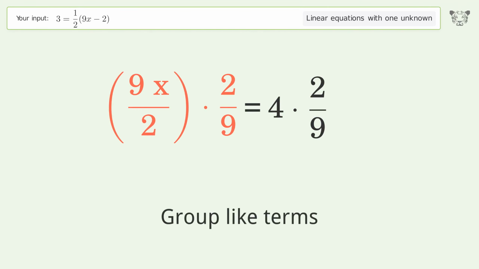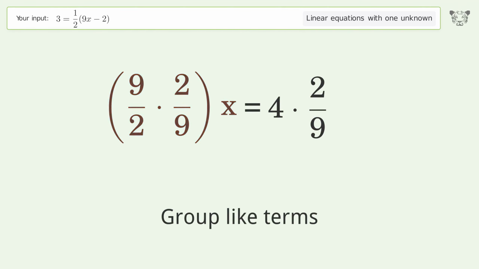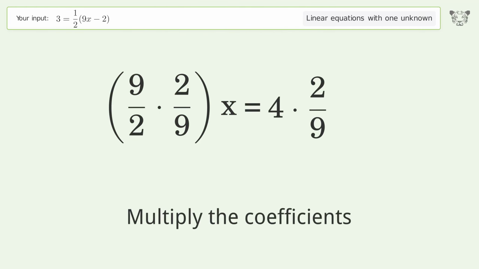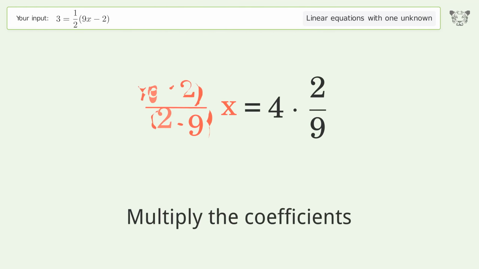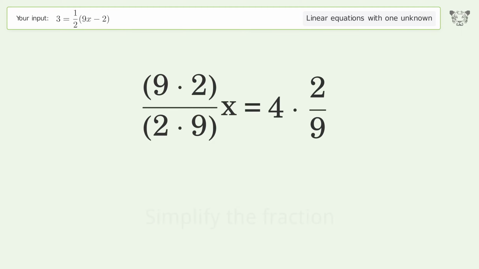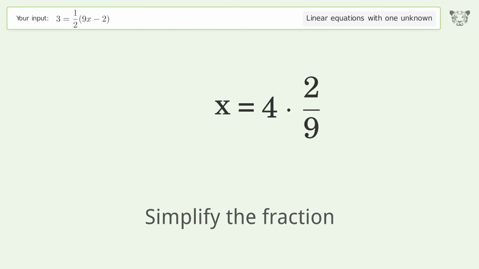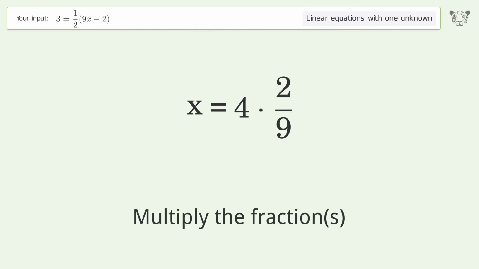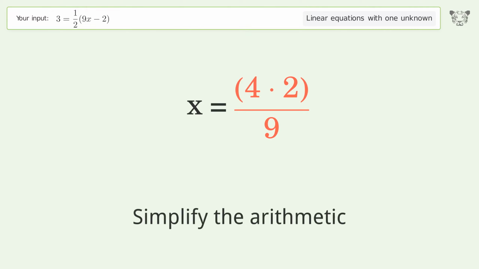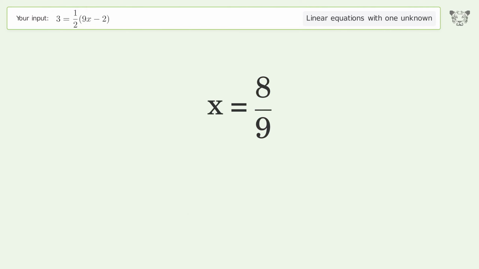Group like terms. Multiply the coefficients. Simplify the fraction. Multiply the fractions. Simplify the arithmetic. And so the final result is x equals 8/9.